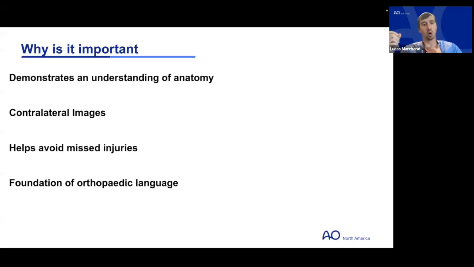It will also help you avoid missed injuries if you know what a radiograph should look like. And like I had alluded to earlier, x-rays are the foundation of orthopedic language, and it's a really important skill for us all to master. It's a good thing for medical students to begin honing in on early in their careers. So let's dive into the nitty-gritty details of reading radiographs.